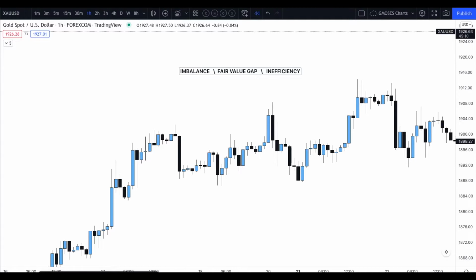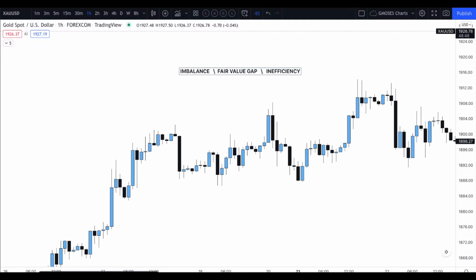And in this video, we're going to talk about imbalances. Now, some of you may have heard the term imbalance or fair value gap or inefficiency. These terms actually all mean the same thing when talking about Forex. So what exactly is an imbalance? An imbalance is when demand exceeds supply or supply exceeds demand.